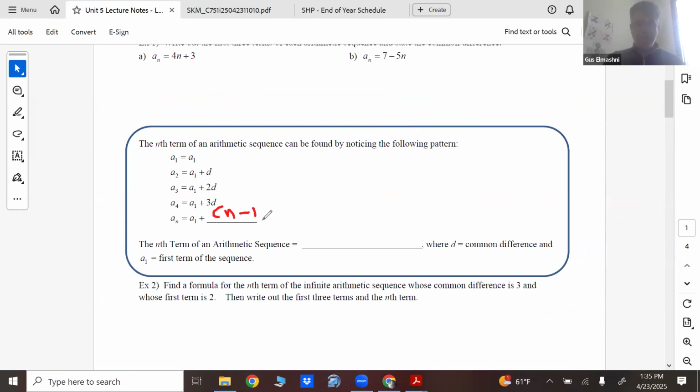Excellent. So it's not something that just fell out of the sky. There's actually a rhyme and reason to it. Actually, I really love these kinds of formulas because they're very logical. You have the first term plus 1 less than n times the common difference. So if I want the 100th term, I wouldn't add the common difference 100 times. I would add it 99 times after the first term, right?